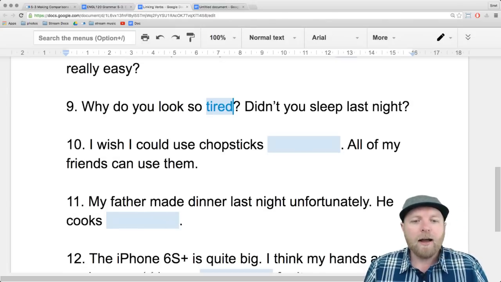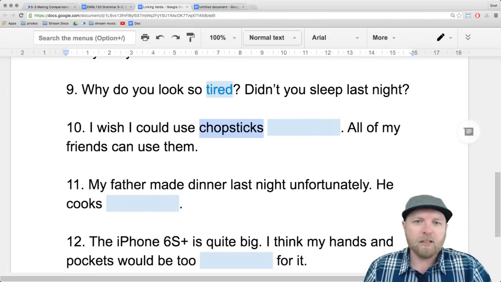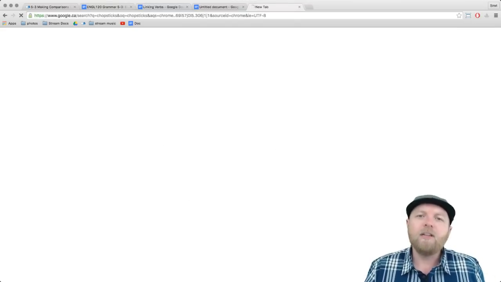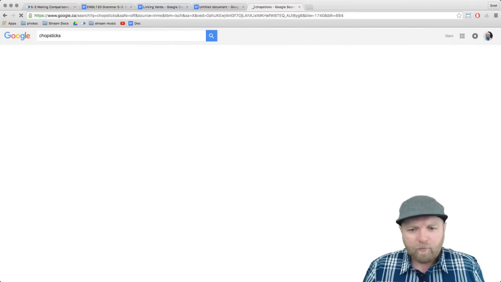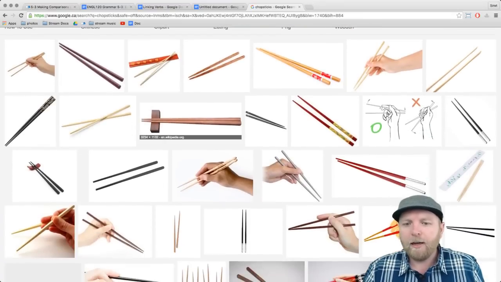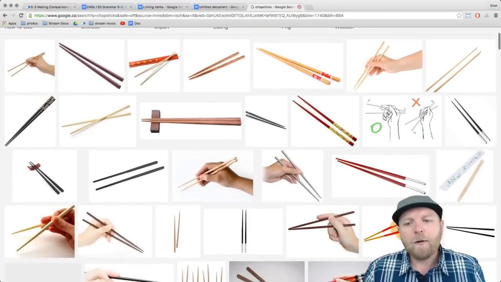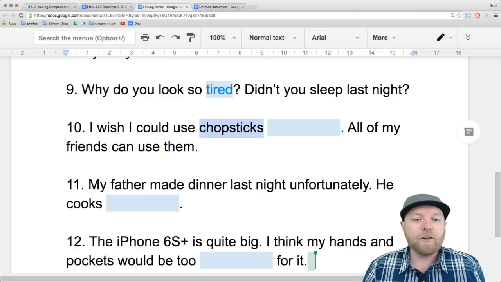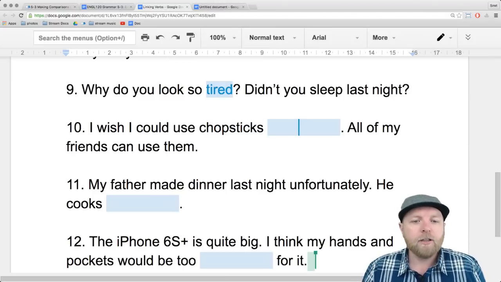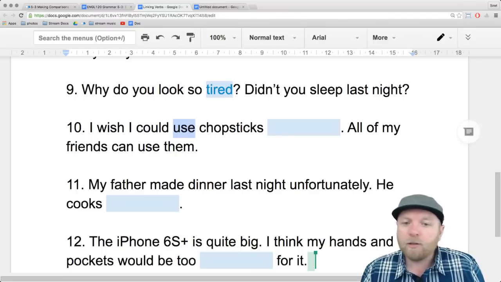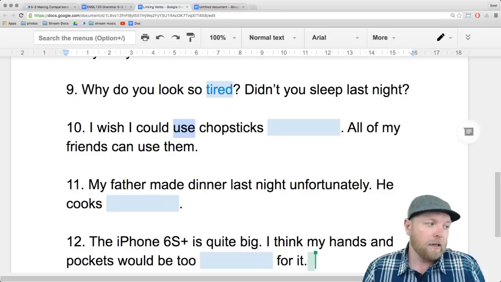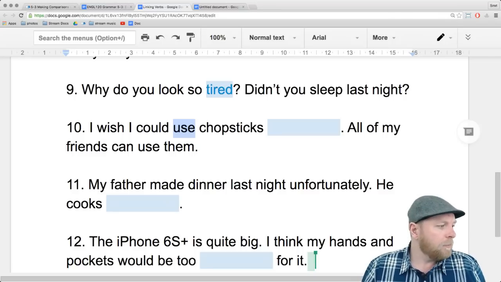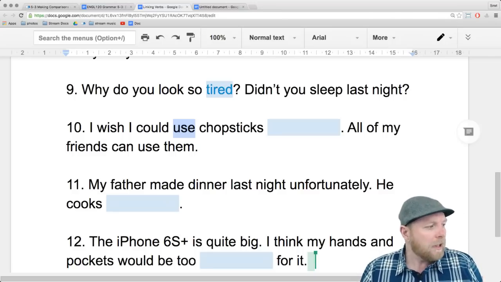Number 10, I wish I could use chopsticks. What's chopsticks? Can you guys use chopsticks? These are chopsticks, okay? Can you use them? I can use them. Most people in Vancouver can use them. I wish I could use chopsticks. Is this a linking verb? No, it isn't.